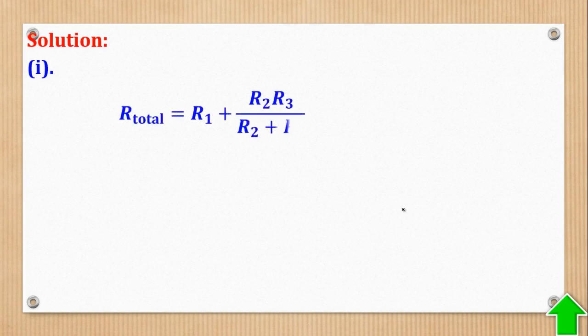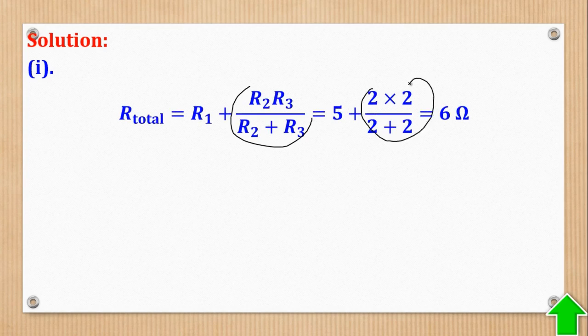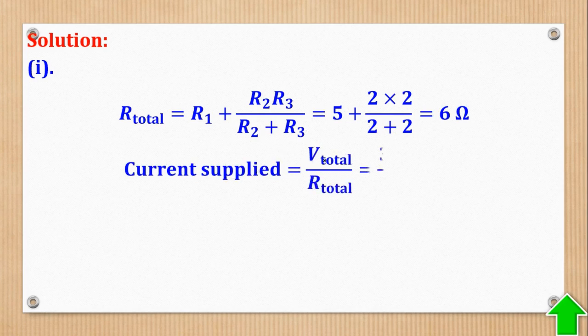So for Roman 1, first get the total resistance. These are the two resistors in parallel, and when you combine them, they'll be in series with this one. And when I add everything, I'll come up with 6 ohm, which is the total resistance. Then the current supplied is total voltage over total resistance, which is 3 over 6 to give you 0.5 ampere. So that was Roman 1.